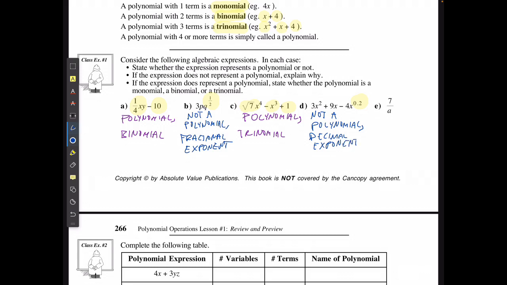And the last example is once again not a polynomial. And that's because I'm dividing by a variable.